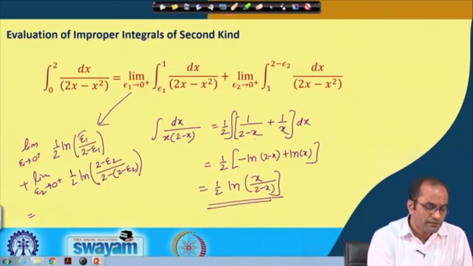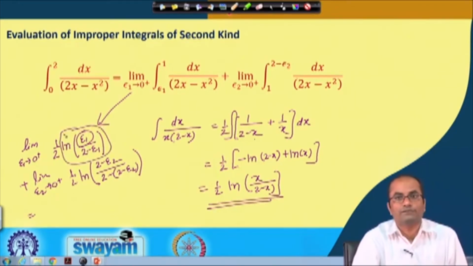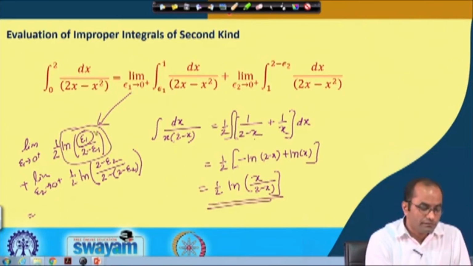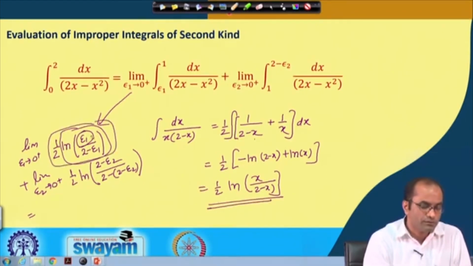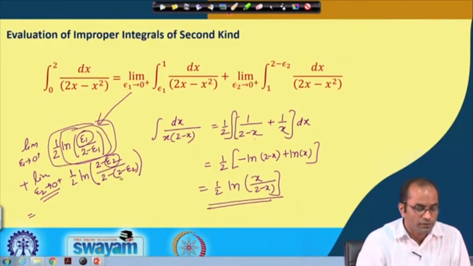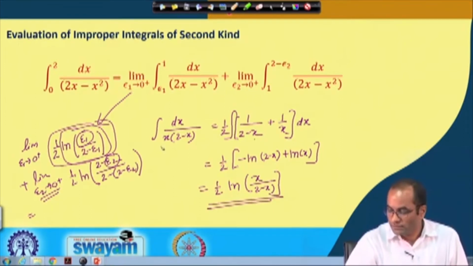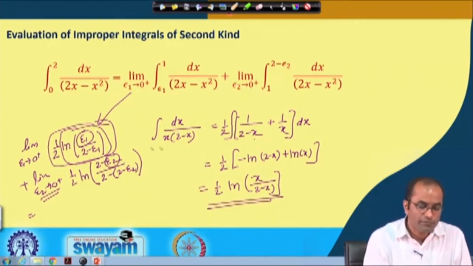So, in the first one, when this epsilon goes to 0 and there is 2 minus epsilon 1, this is going like ln 0 from the positive side. So, we have this infinity there, in fact minus infinity when epsilon goes to 0. Here when we take epsilon 2 goes to 0, we have 2 divided by epsilon 2. So, epsilon goes to 0, this will be becoming again the infinity. So, this integral does not converge because we are getting the infinity here.